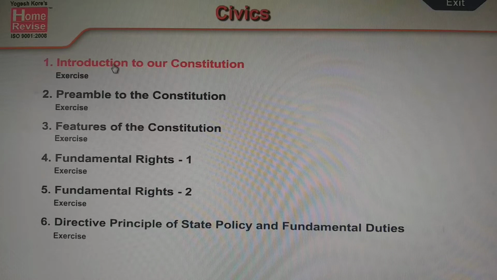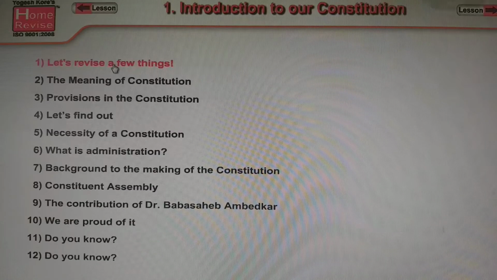Today we are going to start with Civics first chapter, that is Introduction to our Constitution. So before we go on with the chapter, let us revise a few things. This video is going to consist of a point up to the meaning of Constitution, provision in Constitution. Let's find out necessity of a Constitution and what is administration. So we are going to try to cover up all these 6 points.